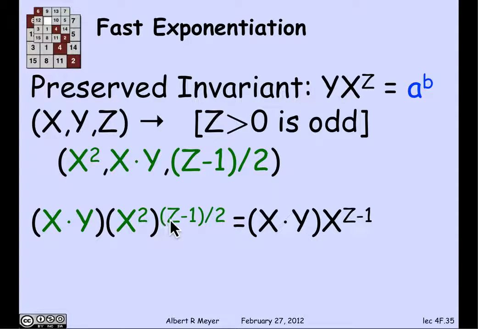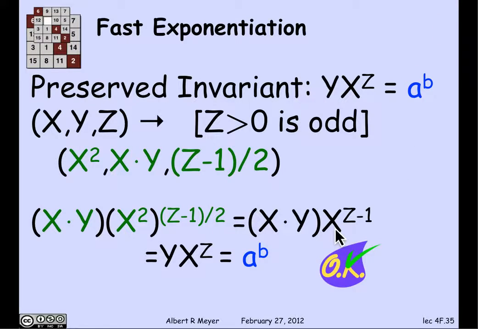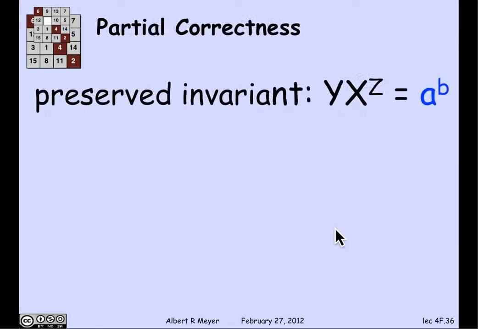Well, the x squared to the z minus 1 over 2 becomes x to the z minus 1, and I'm just carrying over the xy. And then that simplifies to simply y times x to the z minus 1, or yx to the z, which we assumed was equal to a to the b. So sure enough, the new values of x, y, and z satisfy the invariant. It is a preserved invariant. And an even simpler argument applies to the other transition when z is positive and even. So we verified that this is a preserved invariant.